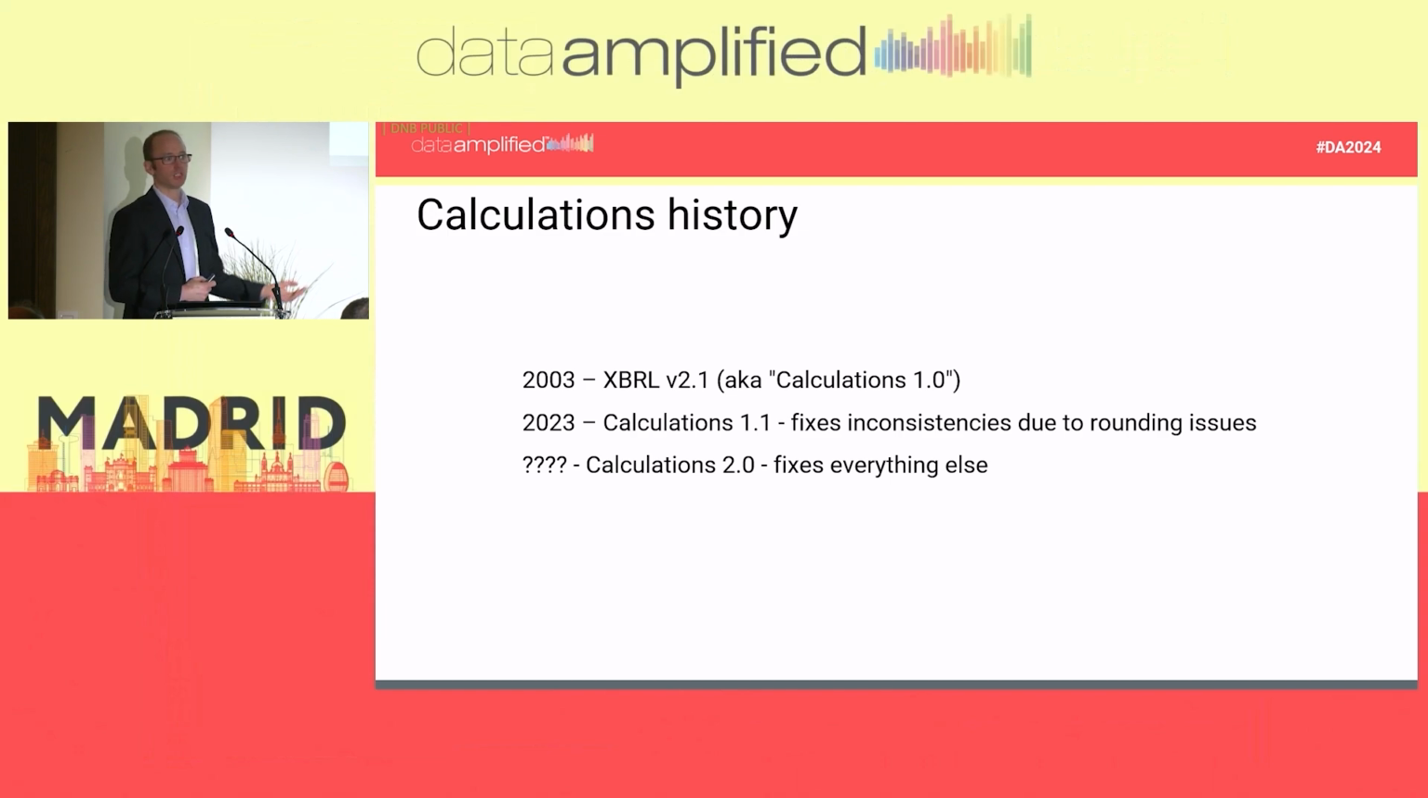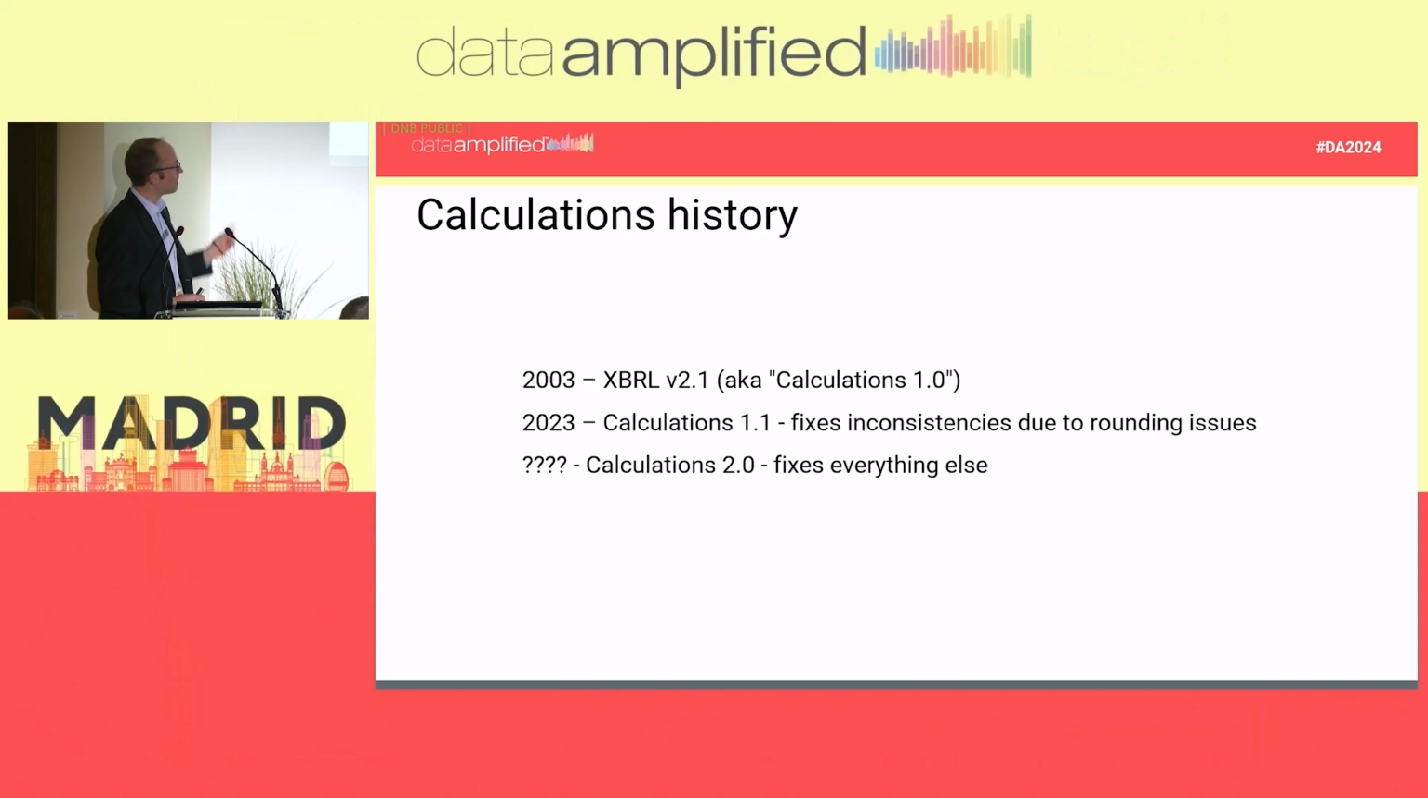So calculations is a feature that came in the original XBRL 2.1 specification back in 2003. We've renamed that calculations 1.0 because it was confusing that 1.1 was the successor to XBRL 2.1. And in 2023, we released calculations 1.1, and that fixes a very important, significant class of errors that we were seeing with calculations 1.0, which is inconsistencies due to rounding errors. So that was a significant improvement, but it only fixes one part of the problems, and we've had this long-standing plan to do calculations 2.0, which is going to fix everything else.